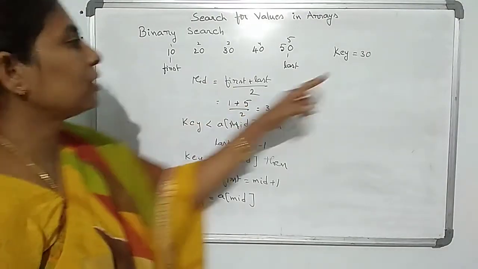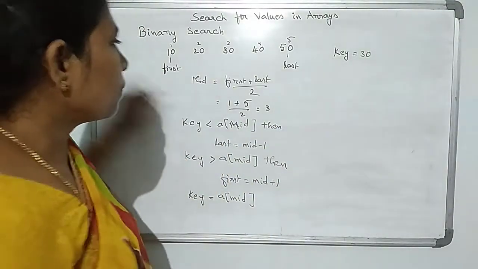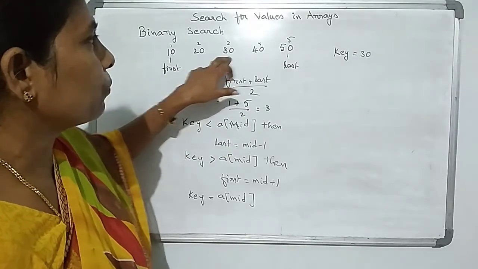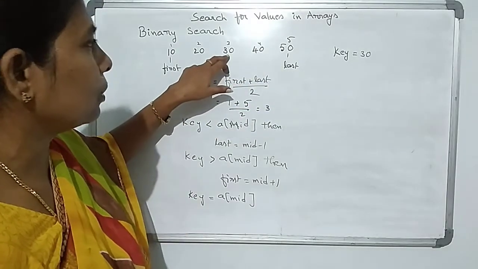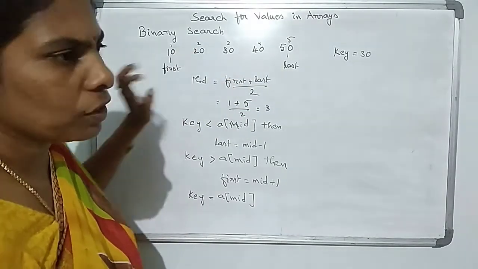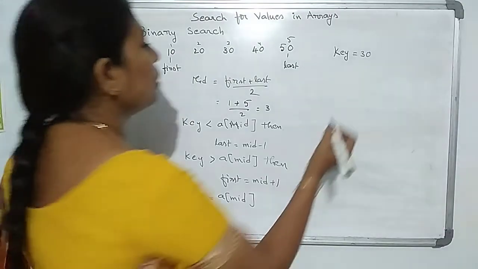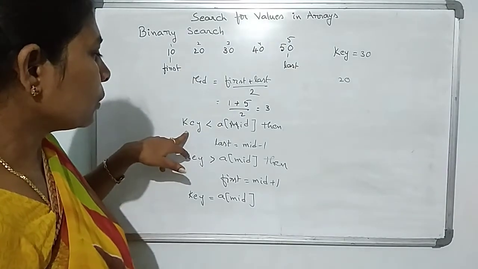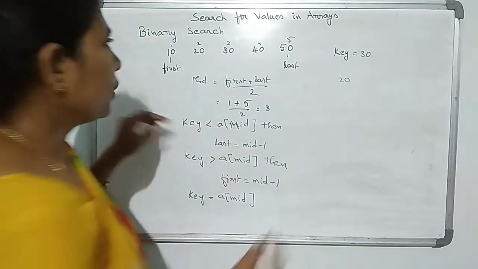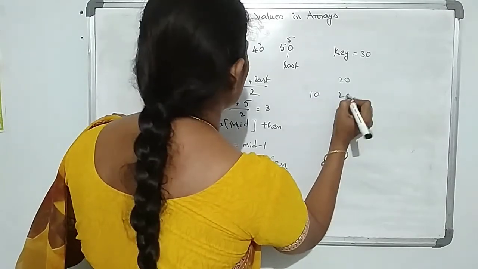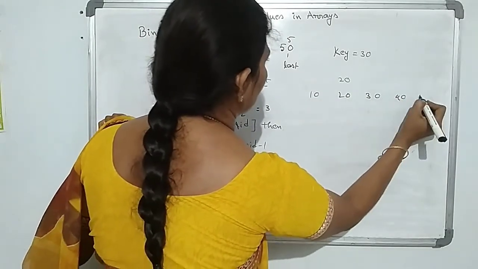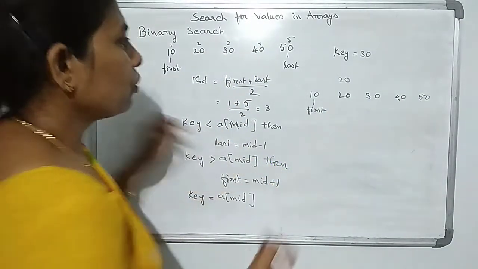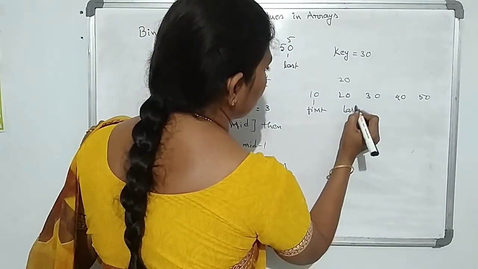Here the key element is 30, and our mid position is 3. In the third position the element is 30. So the key is equal to A of mid, and then 30 is found in the process. Suppose you want to find 20. At that time 20 is less than A of mid. If it is less than A of mid, then you go this way. This is the first, and last equals mid minus 1. So mid minus 1 is the last.